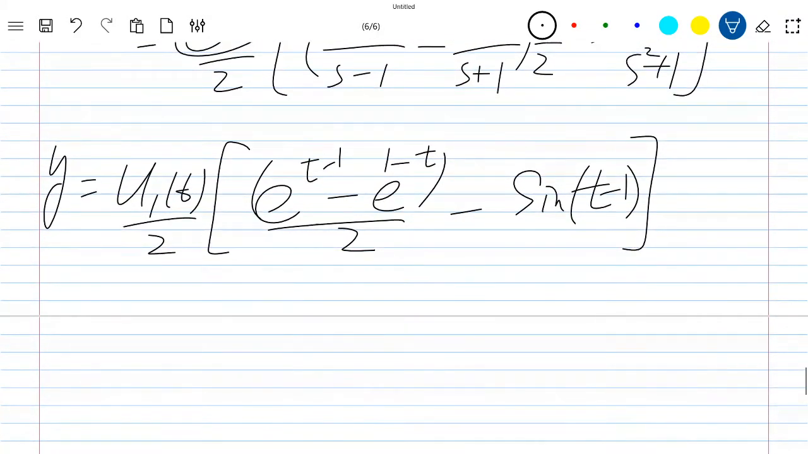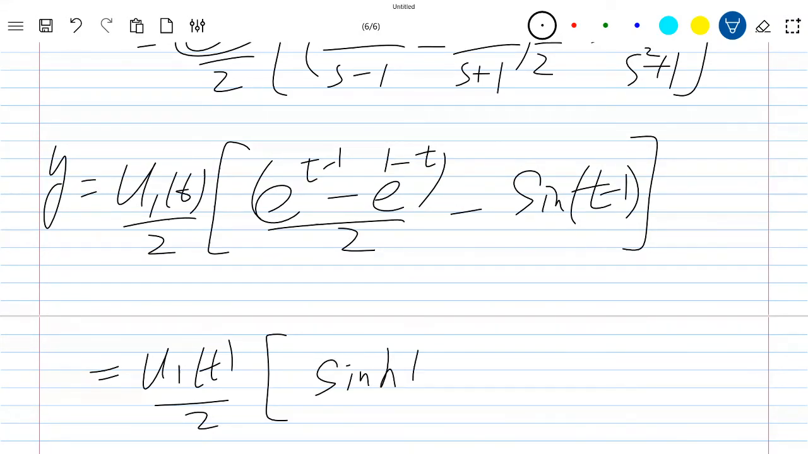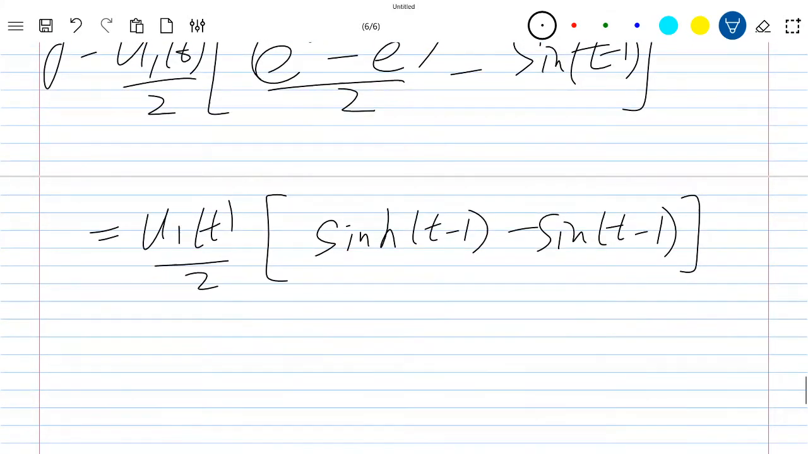Okay, and if you like, you can write this in terms of a so-called hyperbolic function. This is sinh of t minus 1, and this is sine of t minus 1. Okay, so that's your answer. And if you only have one step function, it means before 1, the function is 0. Okay, let's see.